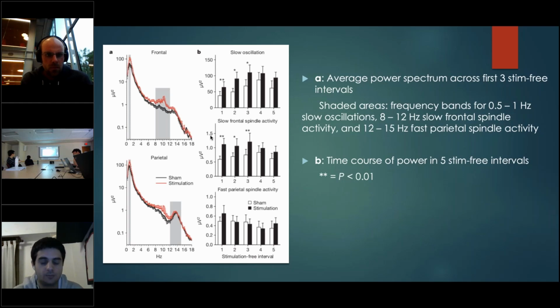So this is the slow oscillatory band here, which is 0.5 to 1 hertz. The stimulation increased the amplitude. And then this is the frontal spindles, the band from 8 to 12 hertz. And this is the parietal faster spindles, the 12 to 15 hertz range. The stimulation didn't really change that much, but it still increased this low frequency band. It did increase the slow spindles even in the parietal area. I'm not sure if that's significant, but yeah, it wasn't significant. The increase in parietal spindles wasn't significant.